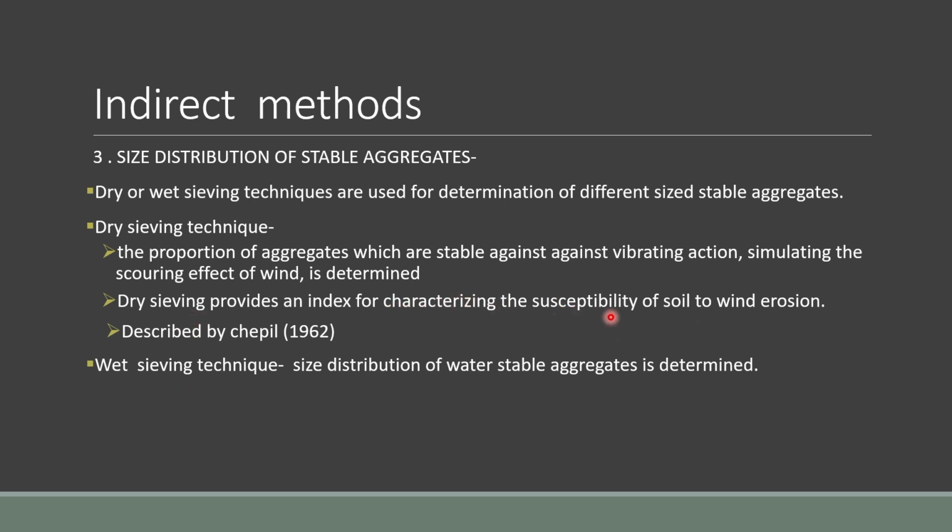So in dry sieving, the principle is the characterization of the susceptibility of soil to wind erosion. It is described by Chepil. So Chepil is important, the scientist who gave the dry sieving technique. While in the wet sieving technique, the size distribution of water stable aggregates is determined. Here we are using water, so we find the proportion or amount of aggregates which are stable to water. It is determined by the wet sieving technique.